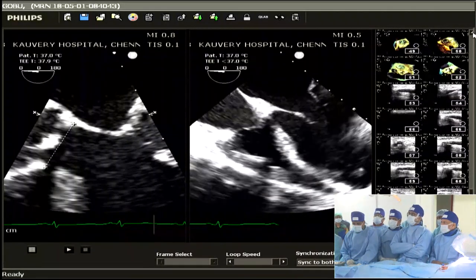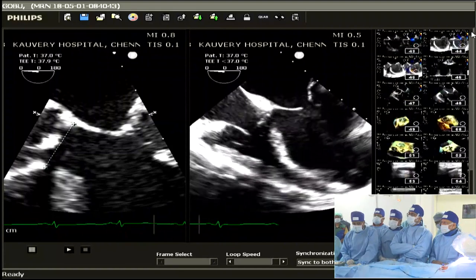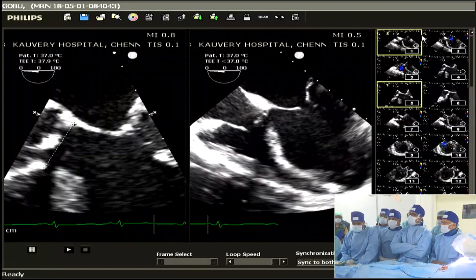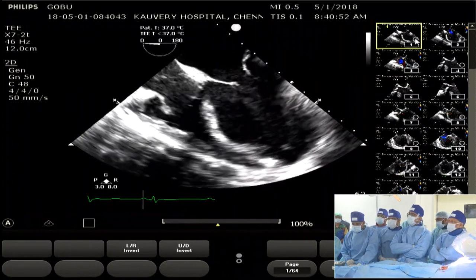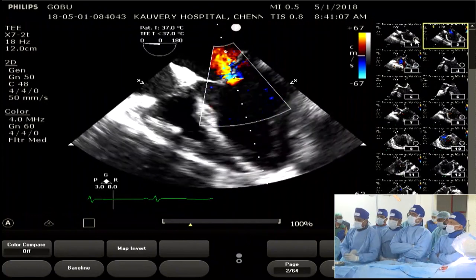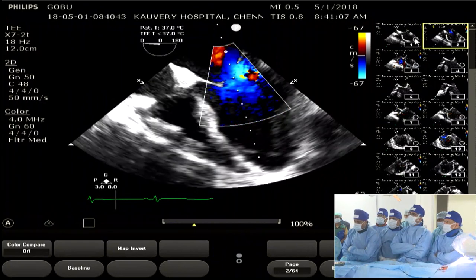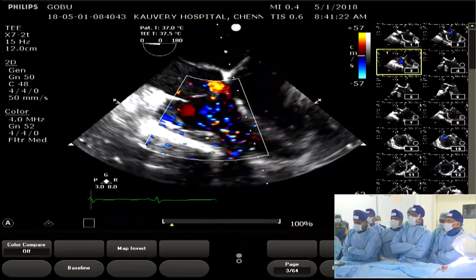Okay, so this is the 4-chamber TTE. You can see here impaired LV, with the septum and the LAD territory contracting, while the lateral wall is not that effective. There is mild to moderate MR, which is central, which we hope will get better after the TAVI procedure. The tricuspid was good.